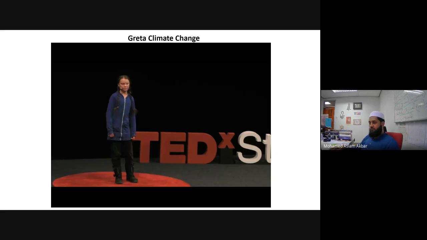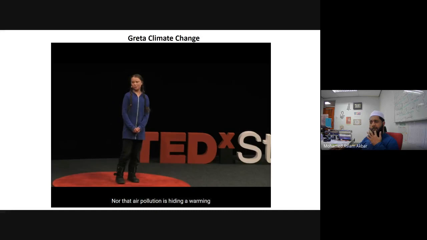You would think the media and every one of our leaders would be talking about nothing else, but they never even mention it. Nor does anyone ever mention the greenhouse gases already locked in the system, nor that air pollution is hiding a warming, so that when we stop burning fossil fuels, we already have an extra level of warming, perhaps as high as 0.5 to 1.1 degrees Celsius.